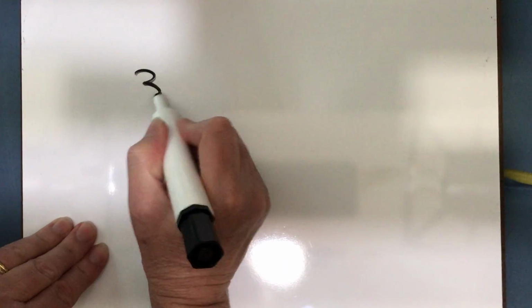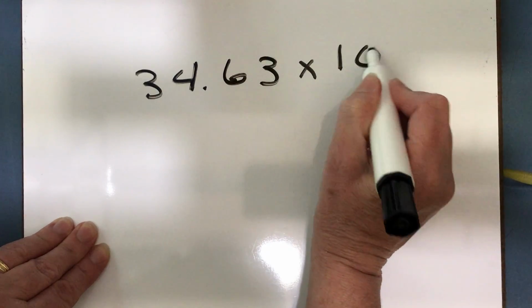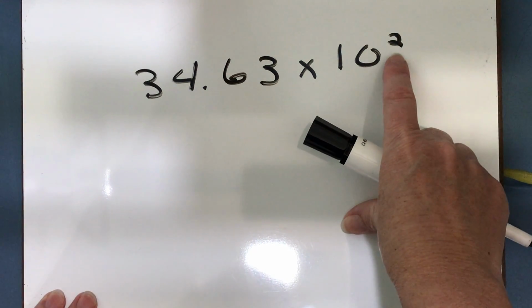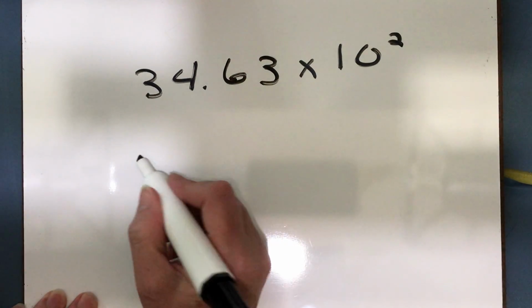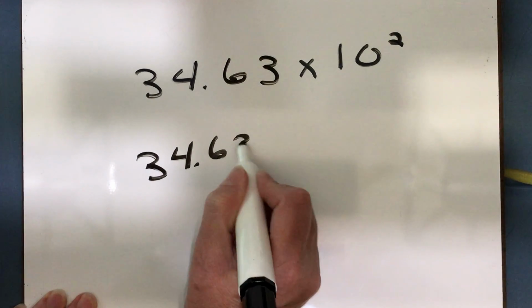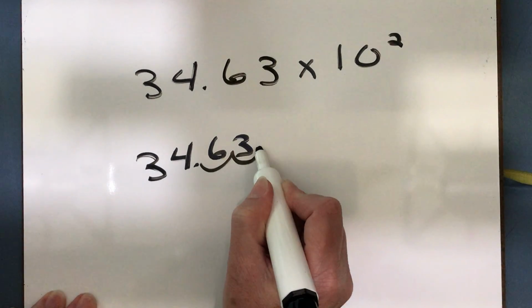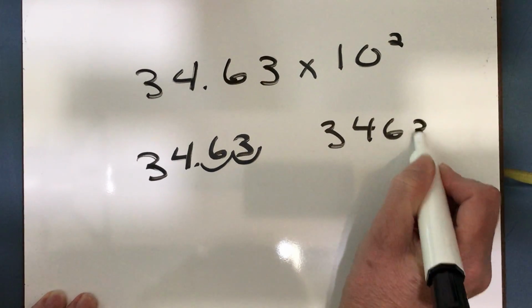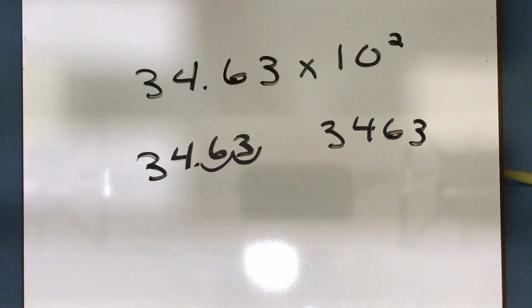But if I have like 34 63/100 times 10 to the second, okay? Instead of counting my zeros, I look at my power. It's a 2. That means I'm going to move my decimal point to the right 2 places. So if I take 34 63/100 and move my decimal point to the right 2 places, 1, 2, it would be a whole number, 3,463, because the decimal point would be at the end. And we don't have to put the decimal point there if there's nothing after it. 3,463. It's just a whole number.